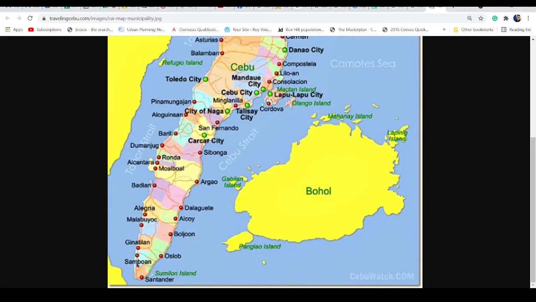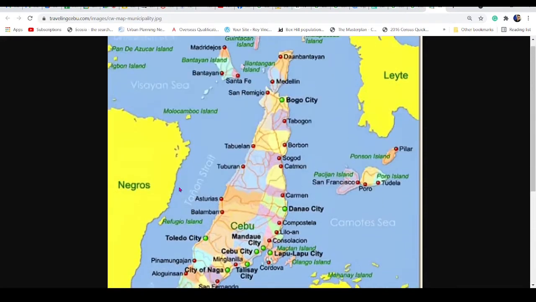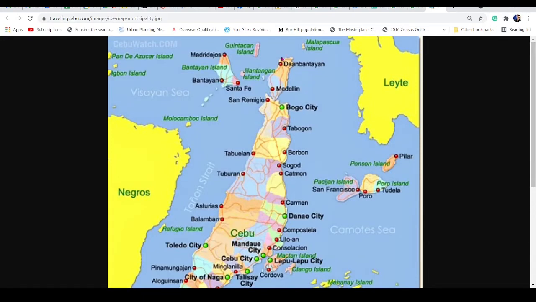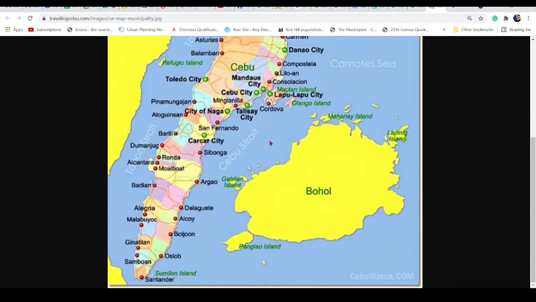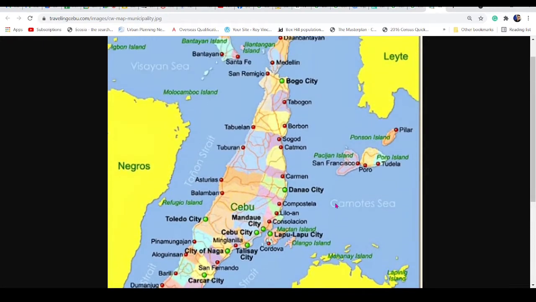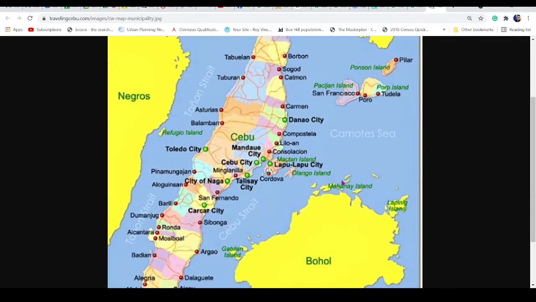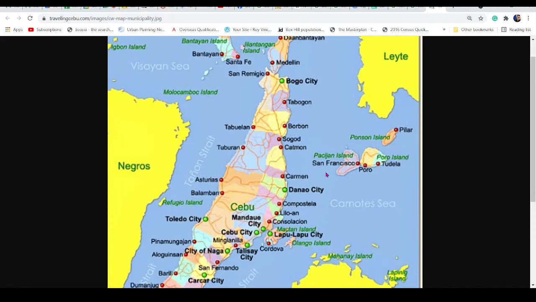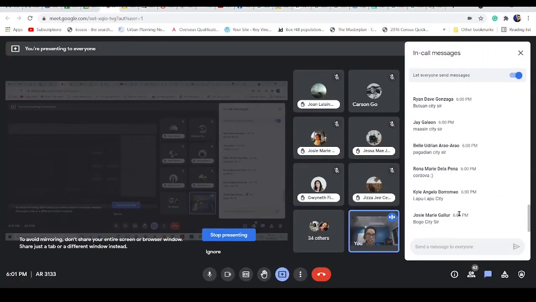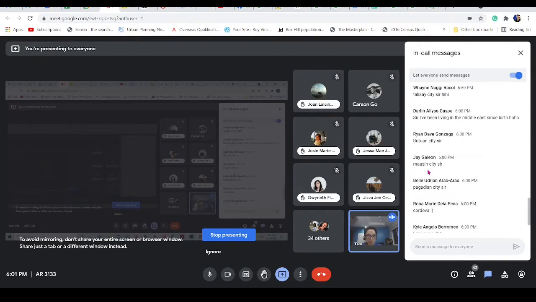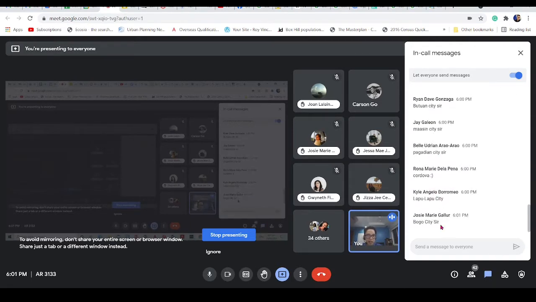I would like to visit all these places so I can have a better understanding of what's really going on in Cebu province. I think I've been to Bohol once. That's how little I travel. So Joanne might have a better understanding of what's happening in the region than I do. So we have Butuan City, Maasin City, Pagadian City, Cordova, Lapu-Lapu, and Bogo.